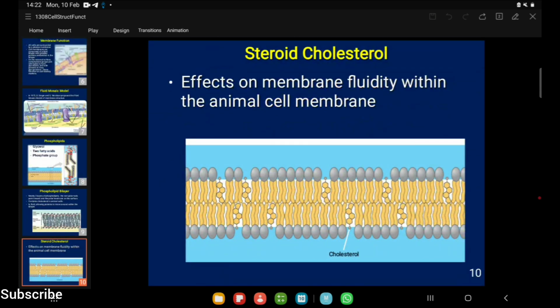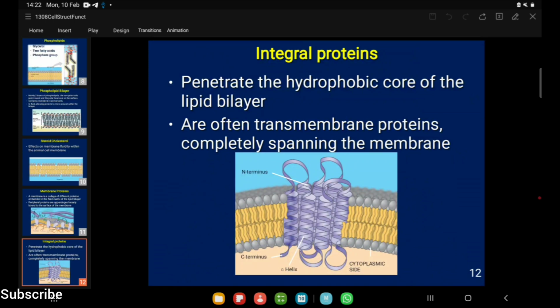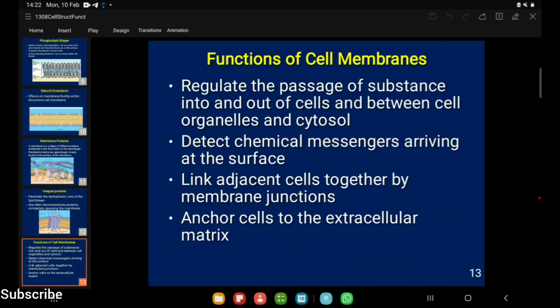Next is the steroid cholesterol. It affects membrane fluidity within the animal cell membrane. Membrane proteins: a membrane is a collage of different proteins embedded in the fluid matrix of the lipid bilayer. Peripheral proteins are appendages loosely bound to the surface of the membrane. Integral proteins penetrate the hydrophobic core of the lipid bilayer and are often transmembrane proteins, completely spanning the membrane.